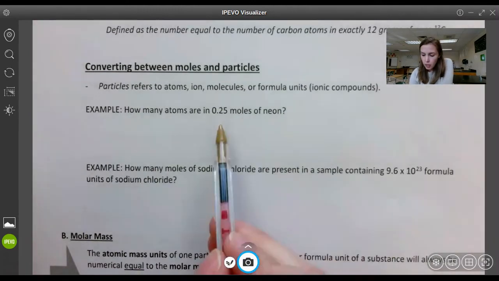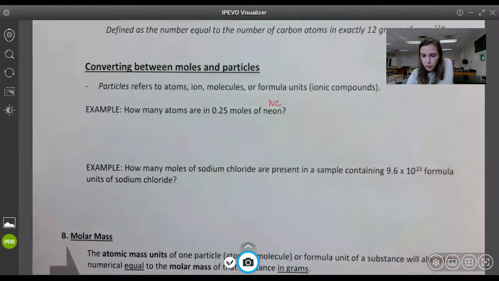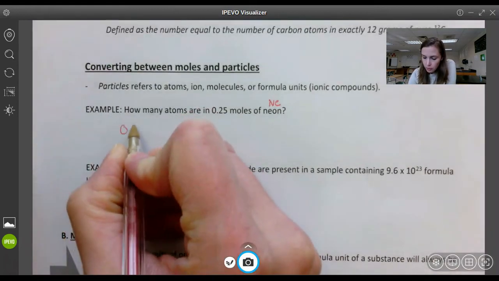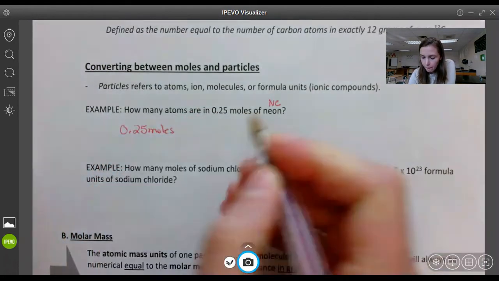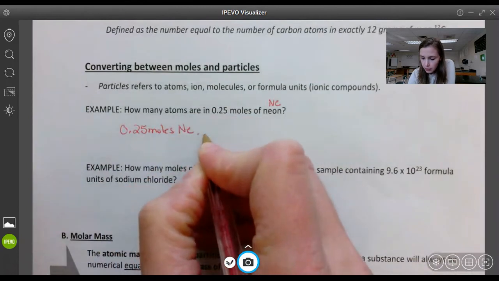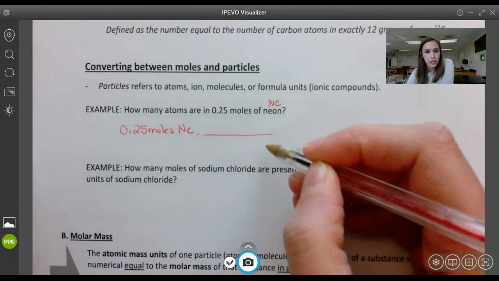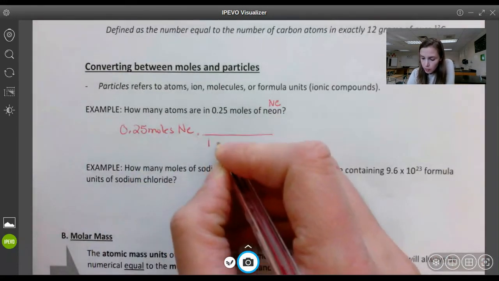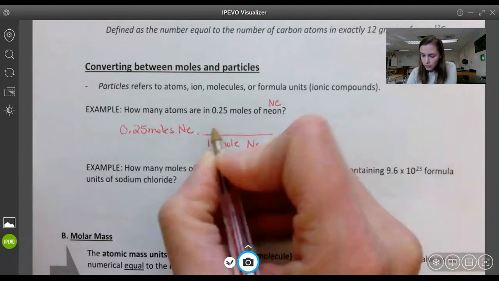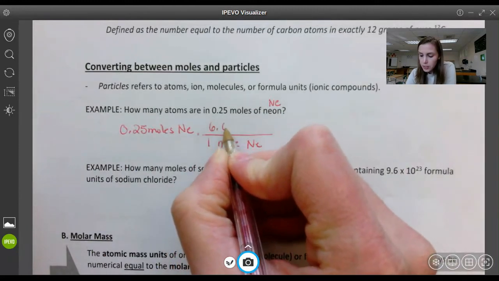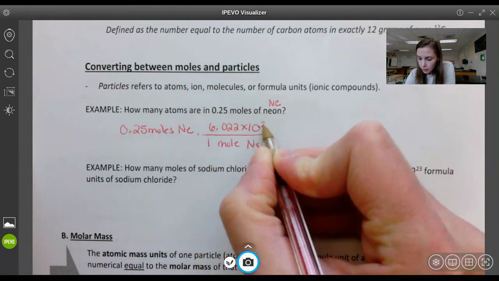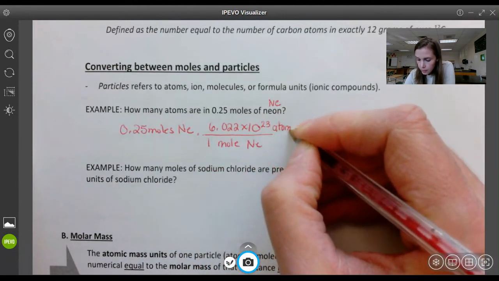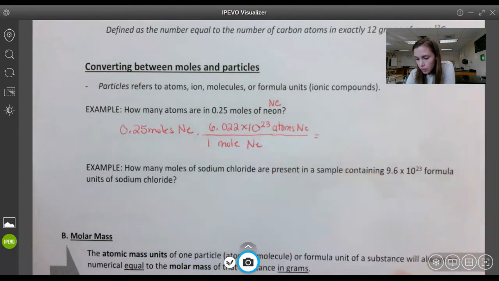So how many atoms are in 0.25 moles of neon? Okay, neon is monoatomic, so that's the only atom that's present. So we're going to start with what we're given, 0.25 moles. And I'm going to specifically label it neon. Okay, and then in here, just like in dimensional analysis with regular units, we're going to be plugging in the relationship. I have moles that I'm starting with, so 1 mole of neon is going to be equivalent to 6.022 times 10 to the 23rd atoms of neon. Okay, and then I get to the unit that I'm looking for with those atoms of neon.